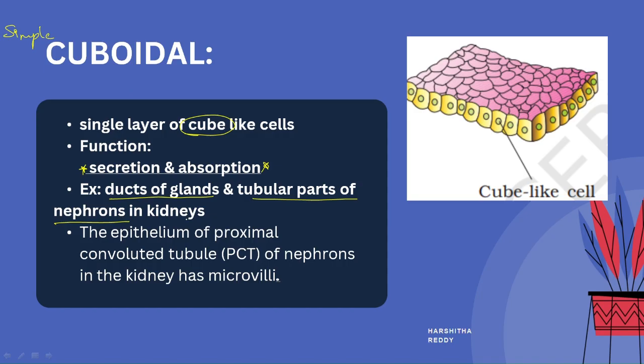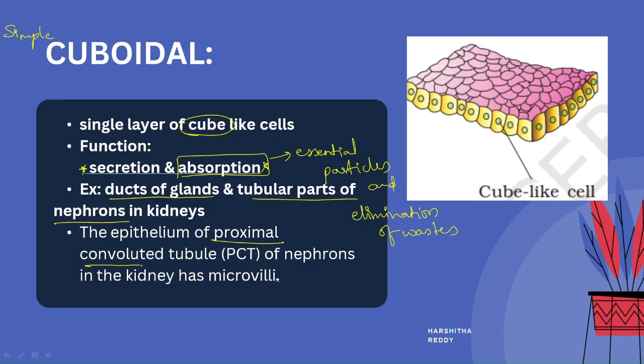This cuboidal epithelium helps in the absorption of essential particles and elimination of waste, in the kidney, most probably in the proximal convoluted tubule of nephron in the kidney.